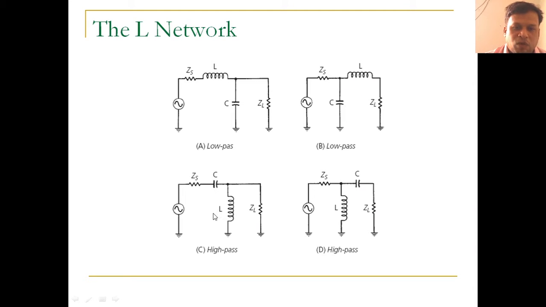So in low pass and high pass, you can see that in the low pass the C and ZL are in parallel and L and ZL are in series. Here L and ZL are in parallel and here C and ZL are in series. If you notice the difference of these configurations in the L network, we can proceed to the next thing.